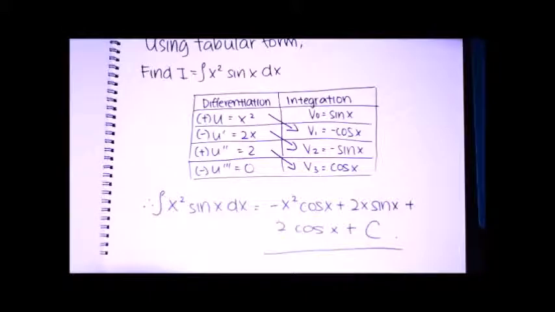Using the same example, but using method 2 in tabular form, you let u equal x squared and v equal sine x, where you differentiate x squared until it equals 0, where u has alternating positive and negative signs, and you integrate sine x until it reaches the same row as u equals 0, and you will get cosine x. Therefore, integration of x squared times sine x dx equals negative x squared times cosine x plus 2x times sine x plus 2 times cosine x plus c.